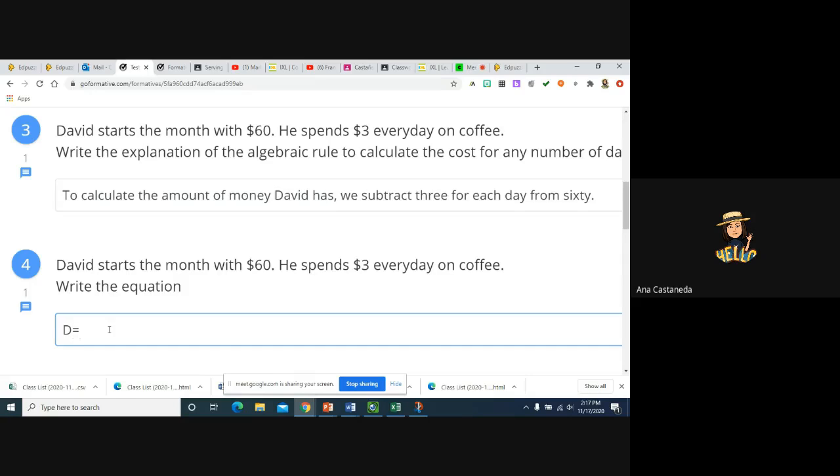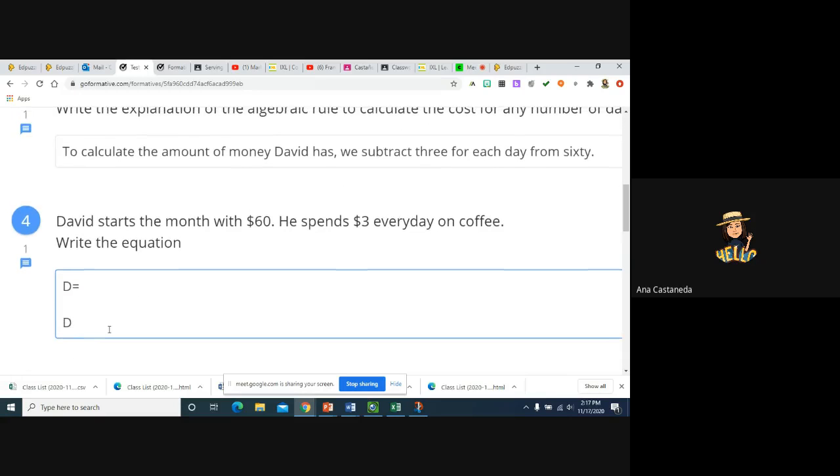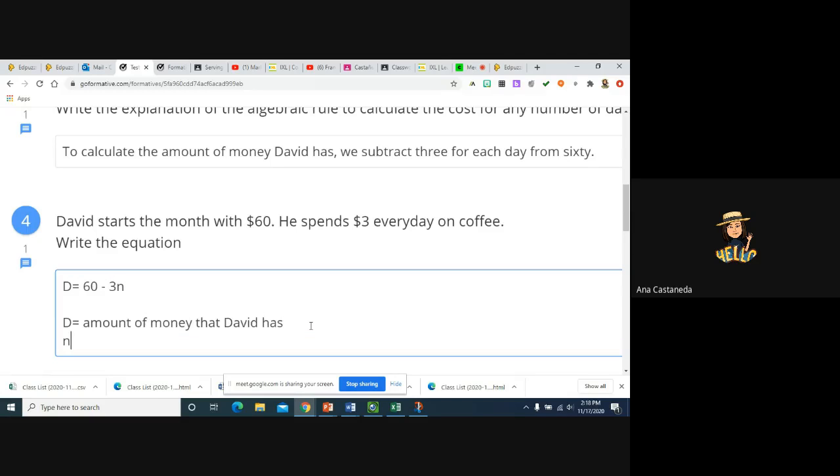So I'm going to use D, and you have to tell me what each letter stands for that you use. D is the amount of money that David has. All right, so you need to write it out. Now, I say that every time I subtract from 60, so I'm going to say 60 minus the 3 that I subtract for each day. Now, I know that D could stand for a day, but I've already used a D, so I can't use a D again. I can use N, but I have to explain what that N stands for. N is going to stand for the number of days.